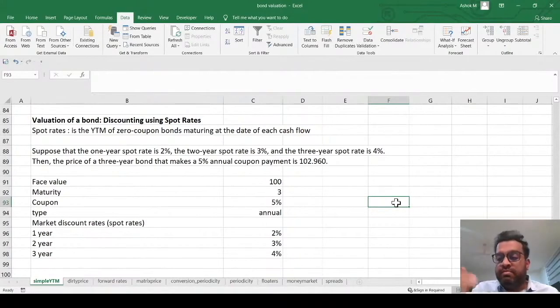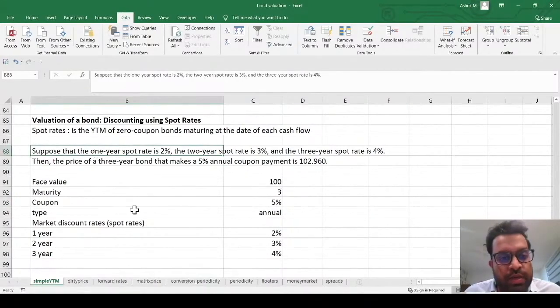Each of my coupons, I will equate to the corresponding zero coupon YTM and discount it back. So the spot rates will be different at each position. The 6 month spot rate will be different from the 12 month spot rate. This is called discounting using a spot rate curve. As long as you identify that the question is asking for spot rate, because once you understand the spot rate, then we can explain what a forward rate is.